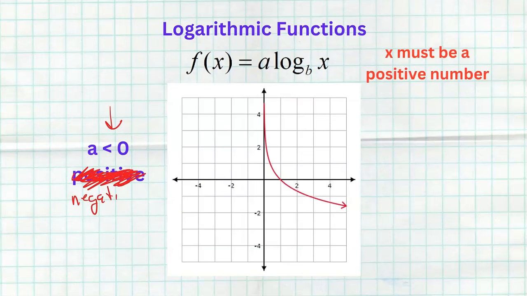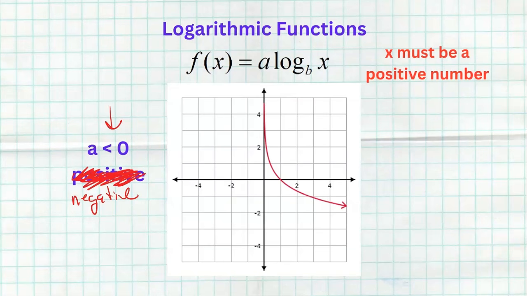But anyway, this should be negative. A value is less than 0. That's negative. Again, this is just a reflection across the x-axis. So now we see that we are decaying. We're getting smaller and smaller, but we're doing so at a slower and slower rate. But that rate is negative. So again, it's concave up.